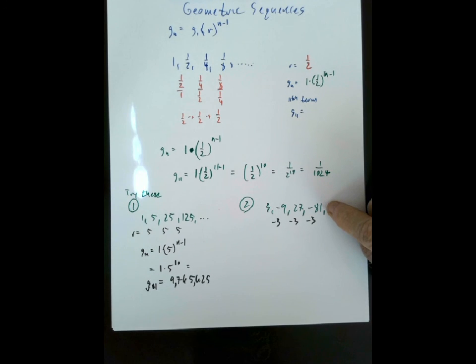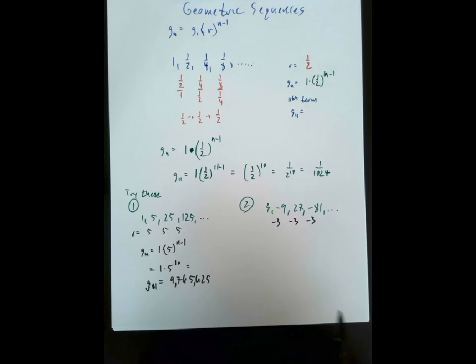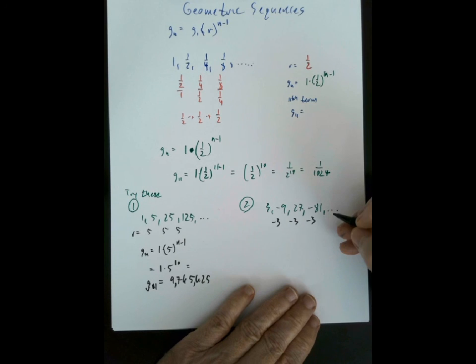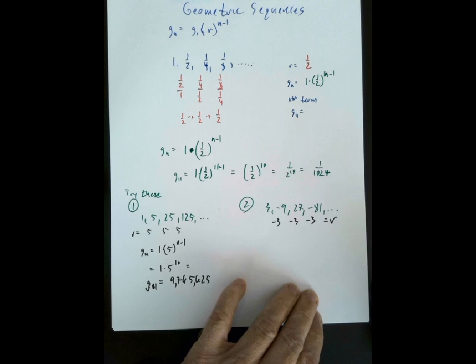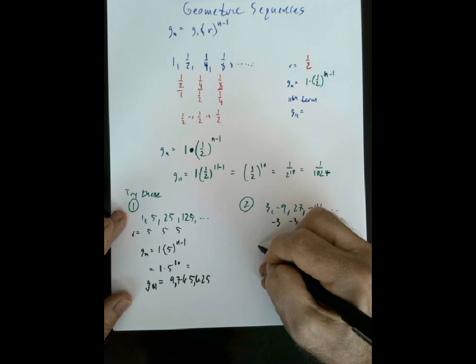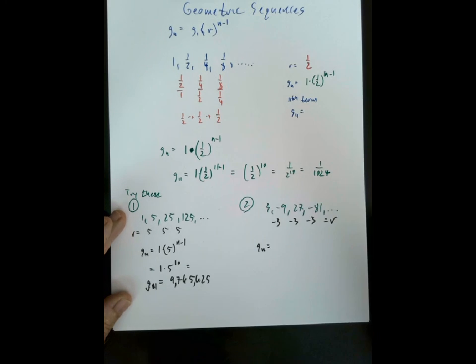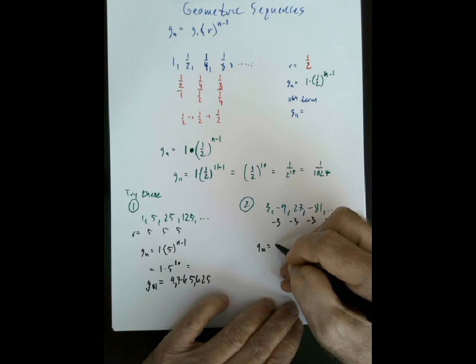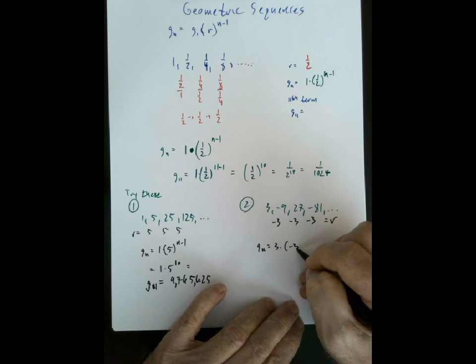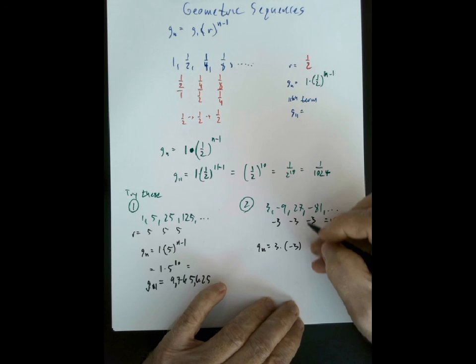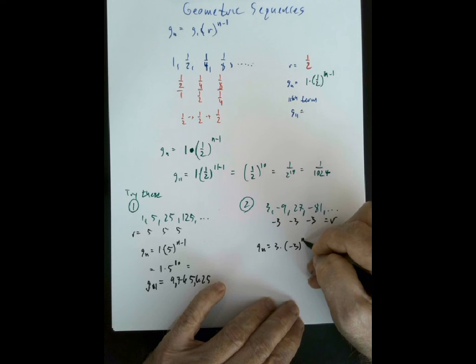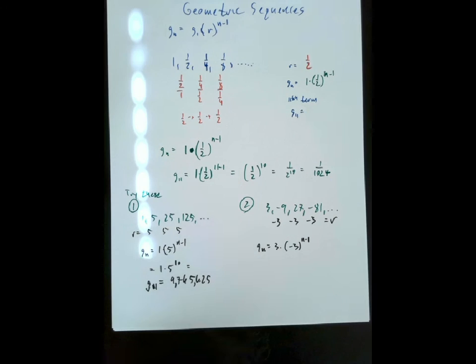Anytime you see a geometric sequence doing that, that means that the common ratio is going to be negative. Okay? So that's still equal to r, though, and the first term is 3. So g of n is equal to 3 times negative 3 to the n minus 1. So there is our explicit formula.